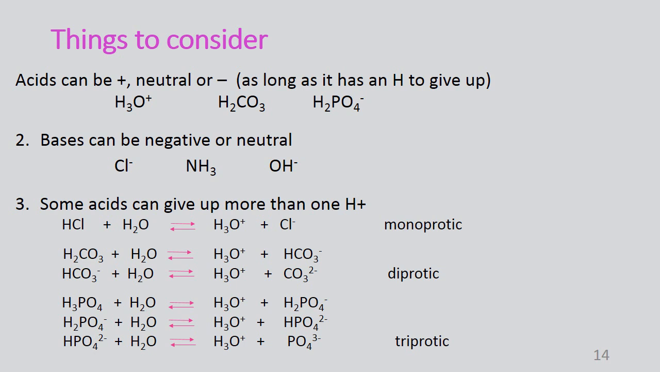And then we can even have triprotic. The only one really that we'll be dealing with is phosphoric acid, H3PO4. But as you can see in the first step, it gives up one H to become H2PO4 negative. That can give up another proton to become HPO4 -2. And then HPO4 -2 can give up one more hydrogen to become PO4 -3.